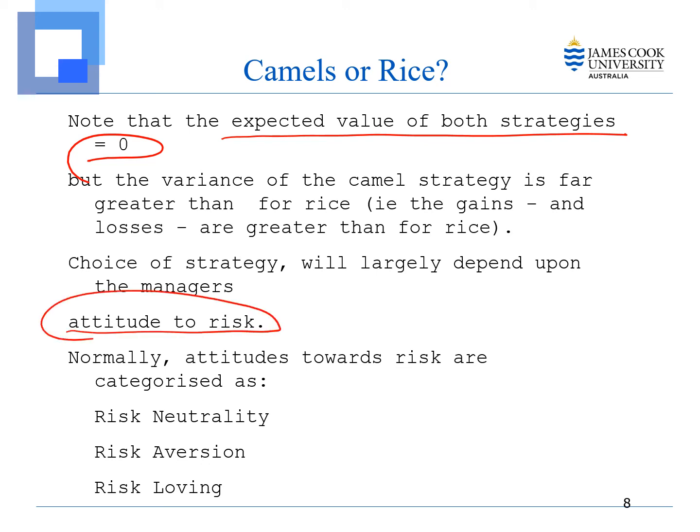So what is the manager's attitude towards the risks? Normally, attitudes towards risks can be categorized into 3 types. One is risk neutral. So the manager does not care about the risk, only cares about expected values. Second is risk averse. The manager does not like risks. In order for the manager to take up risks, the manager needs to be compensated. Risk loving is in contrast: the manager likes the risks.